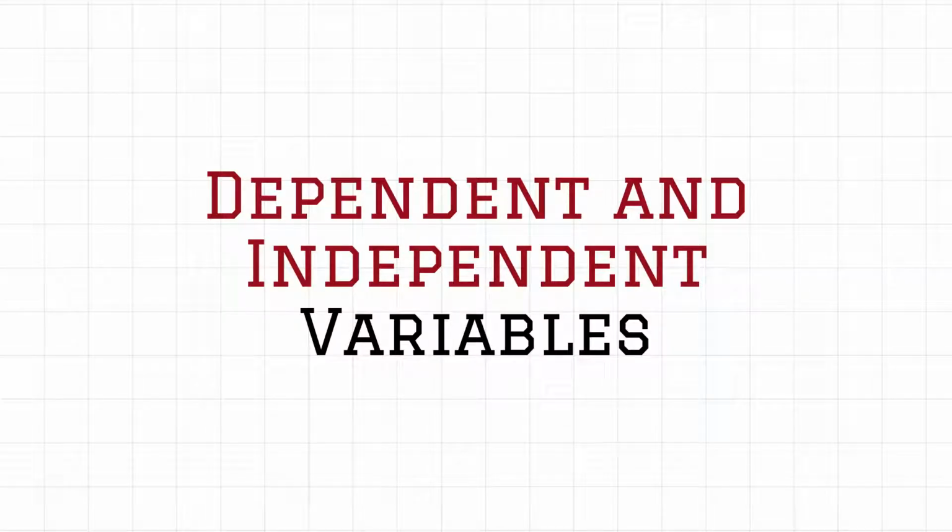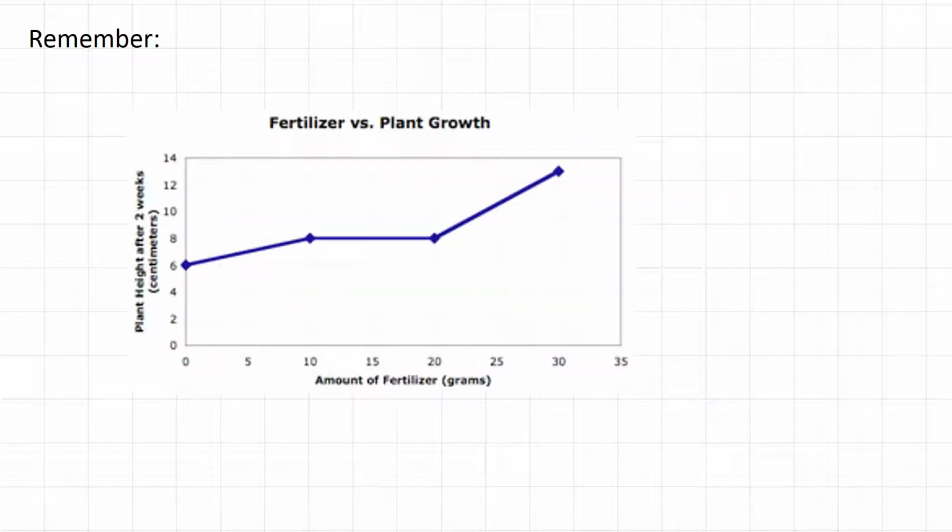Let's review dependent and independent variables on graphs. Remember from earlier that the dependent variable was on the y-axis of a graph. This is the dependent variable. And on the x-axis, we have the independent variable.